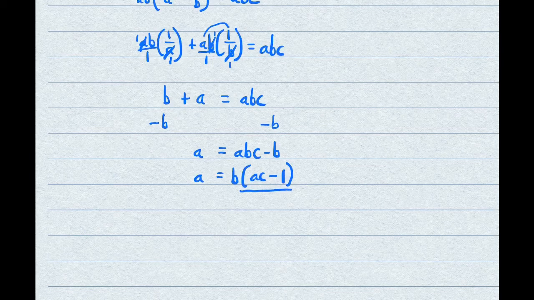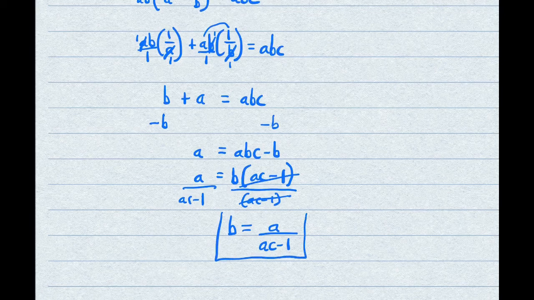Notice that this parentheses is all that's attached to the b through multiplication. So what you have to do is to get rid of it on this side. To do that, you divide both sides by this part in the parentheses. When you do that on the right side, it cancels out. And on the left side, it becomes part of the denominator. Now the last thing to do is just to put the b on the left side. So you have b equals a over ac minus 1. And that's the final answer here.